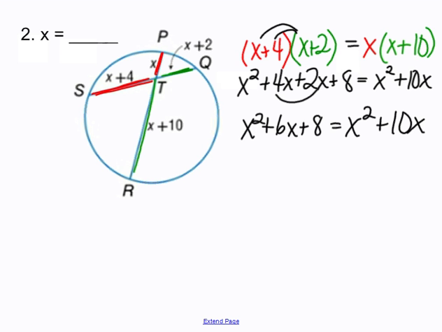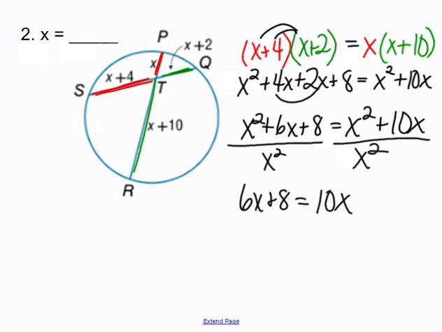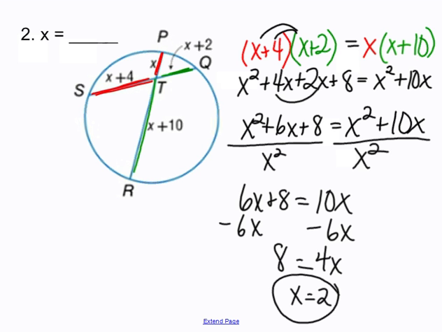Well, I can divide everything by x squared and get it out of there. So now I have 6x plus 8 equals 10x. So I'm going to subtract 6x. 8 equals 4x. So x equals 2.